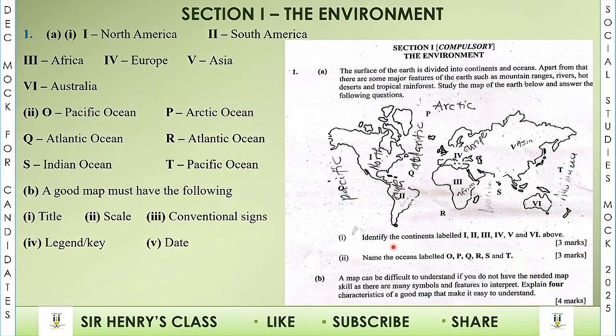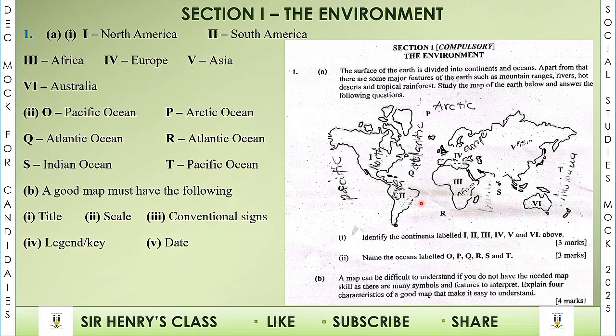So I say we should identify the continent labeled I to VI on the map. So I is North America. Then we have II, South America. III is Africa. IV is Europe. V is Asia. VI is Australia. Then II says name the oceans labeled O, P, Q, R, S, and T.